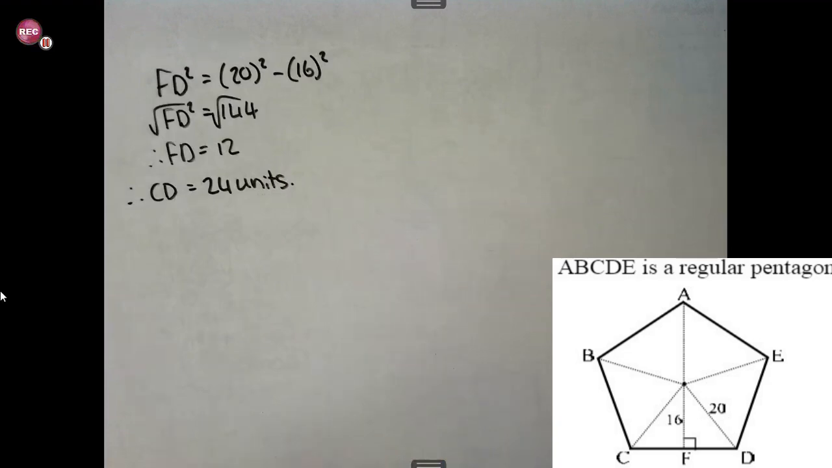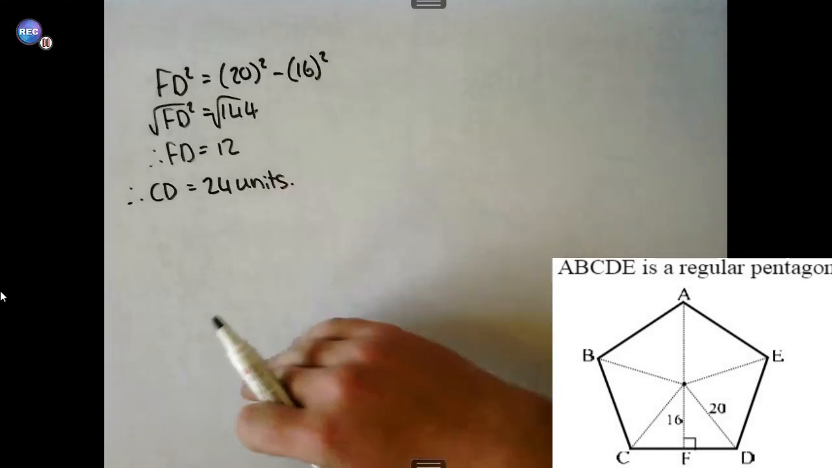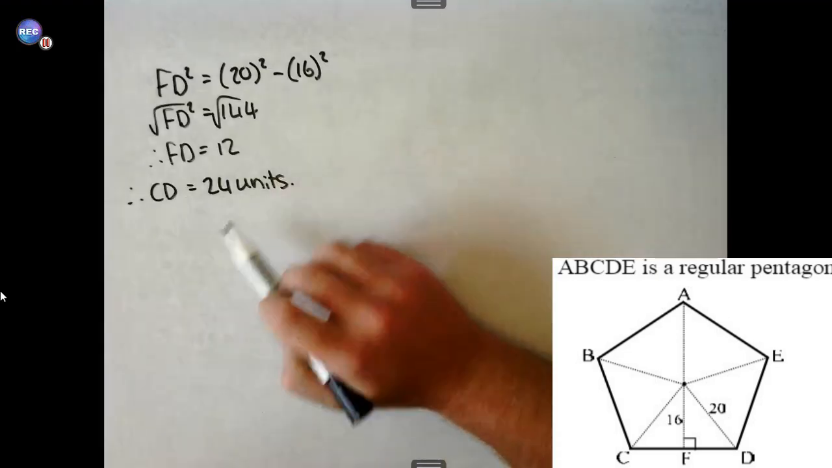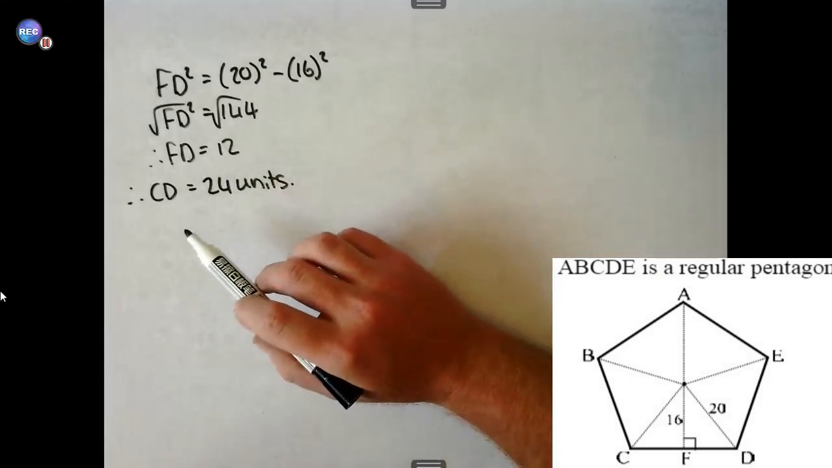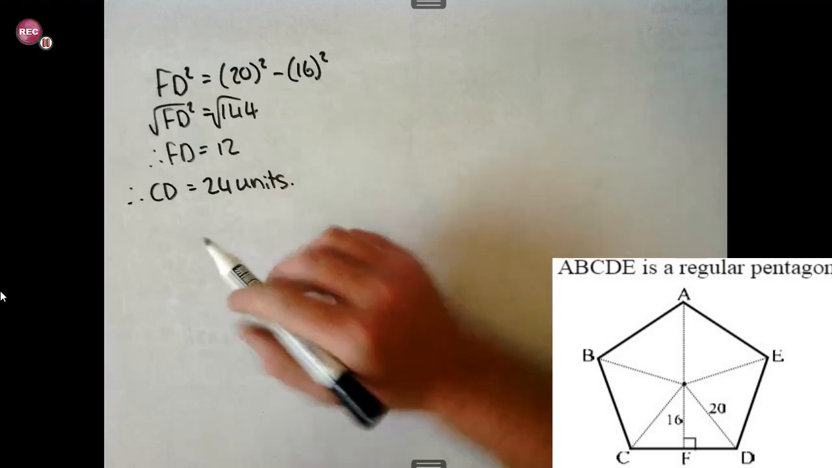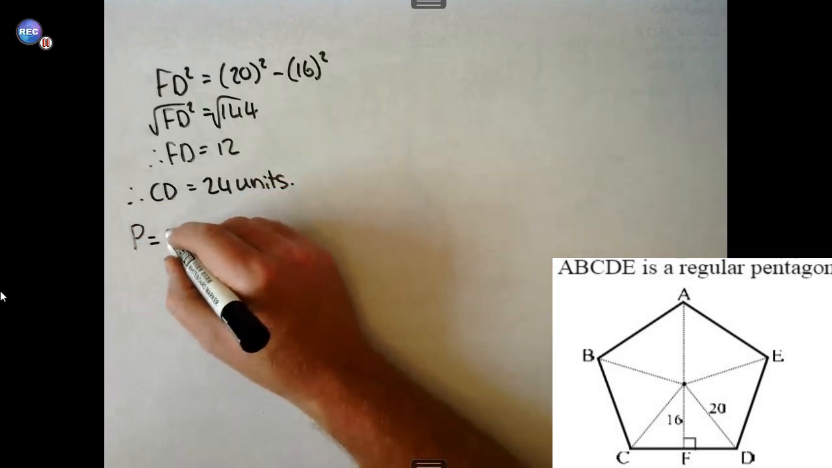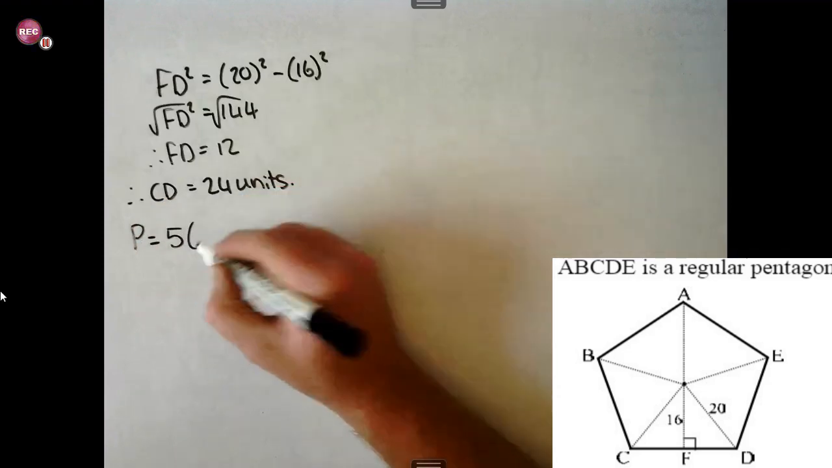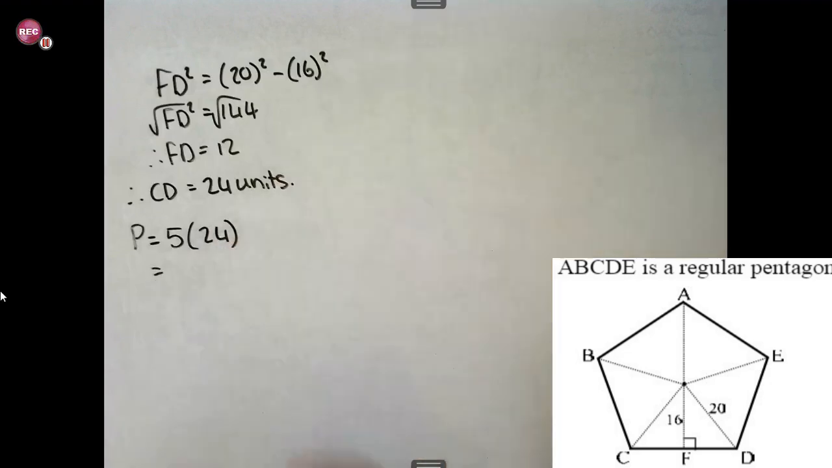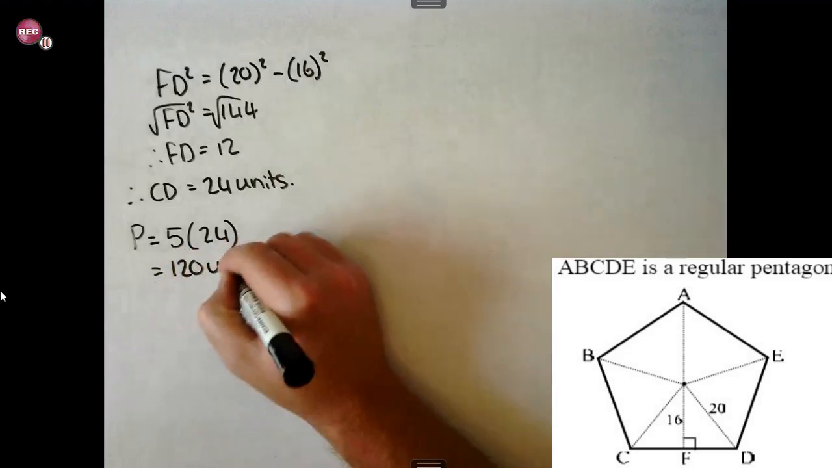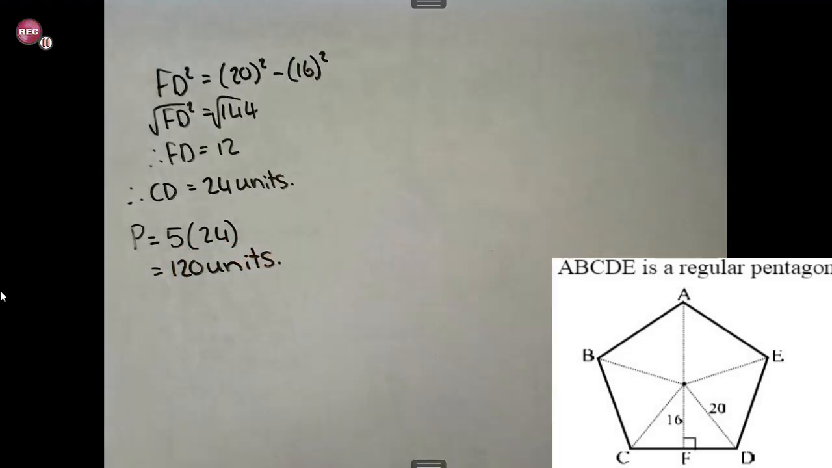Now we need to go and calculate the perimeter of the pentagon. So the pentagon has 5 sides that you need to work with, which means we take CD and we multiply it by 5. So for the perimeter of the shape, we're going to say 5 multiplied by 24, and you will then get a total perimeter of 120 units. So the distance around the pentagon is 120 units.